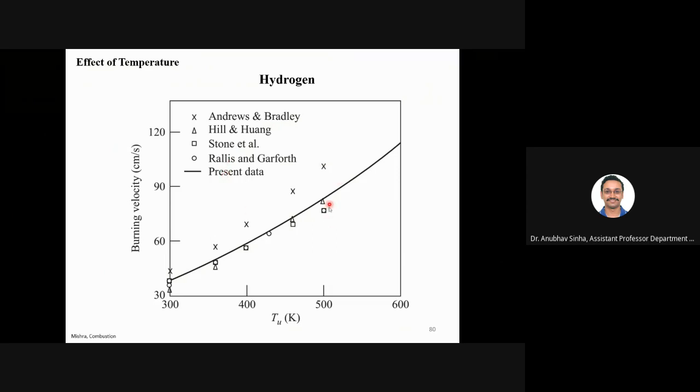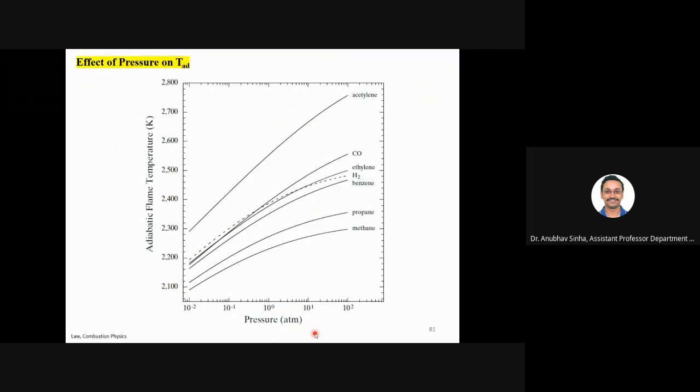There could be some differences because, as we have discussed, there are a lot of issues involved with what technique you are using. That is a very possible cause for this difference. But if you look at the trend, we are getting an increase in flame speed with increase of unburned gas temperature.